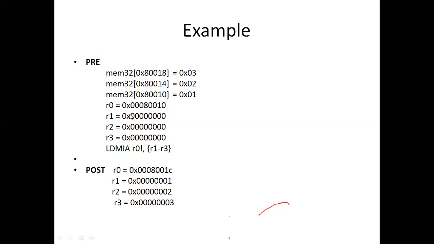And look at the contents here. R0 is having 80010, right? And R1 is 0, R2 is 0, and R3 is 0. What I'm doing is loading multiple values into registers R1, R2, R3. So here, to specify a range of registers, we are using a hyphen. That is, it is nothing but R1, R2, and R3. And here, R0 is the base address, and write it back. Write back the values. So load multiple, and look at this one.